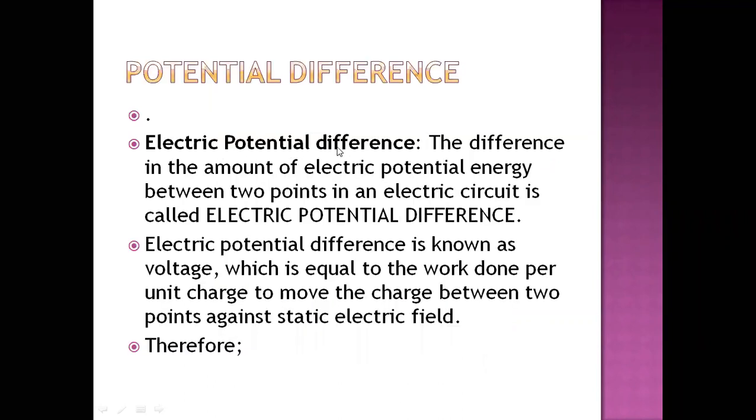Electric potential difference is the difference in the amount of electric potential energy, which is a form of energy, between two points in an electric circuit. Electric potential difference is known as voltage. This potential difference, the difference of electrons and protons at both ends, is known as voltage, which is equal to the work done per unit charge.